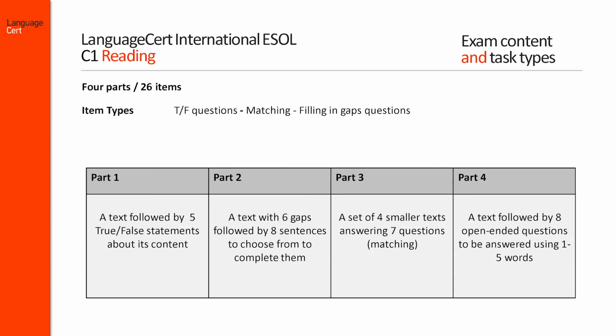In Part 4, candidates are presented with a continuous text and are asked to locate specific information through detailed reading. They are asked to answer 8 open-ended questions, and their responses should be no longer than 5 words each time. All answers need to be written on a separate answer sheet.